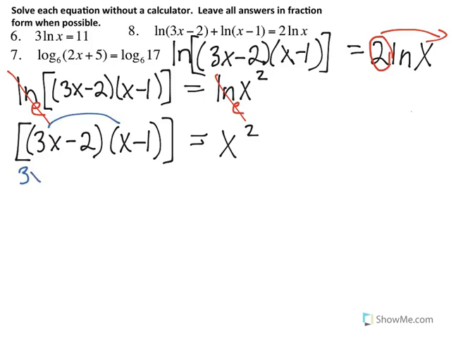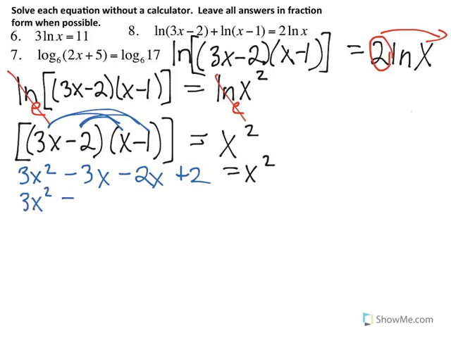3x times x is 3x squared, 3x times negative 1 is negative 3x. Negative 2 times x is negative 2x. Negative 2 times negative 1 is positive 2. On the right-hand side, I've got x squared. Combine your like terms, clean it up just a little bit. 3x squared minus 5x plus 2 equals x squared.